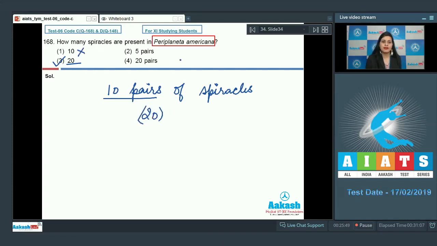The very first option, 10, is incorrect. The spiracles are 10 pairs and not 10 in number. The next options, 5 pairs and 20 pairs, are incorrect. So the correct answer is option number 3. Let's proceed to the next question.